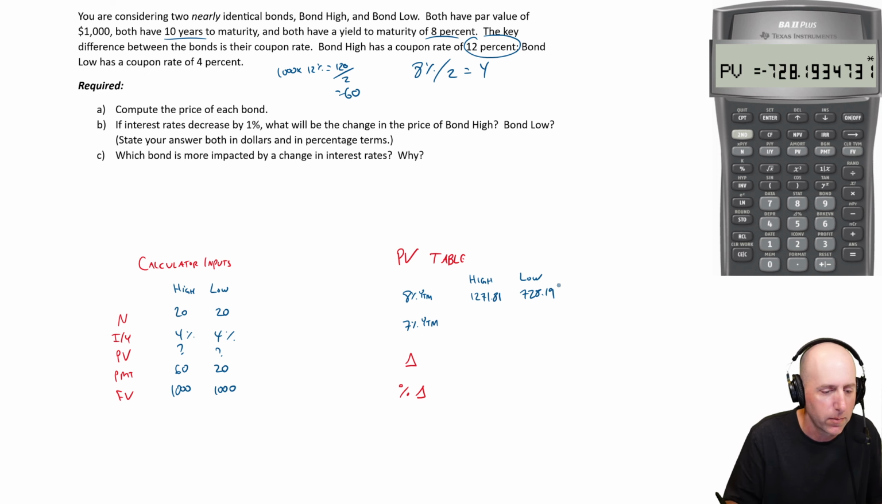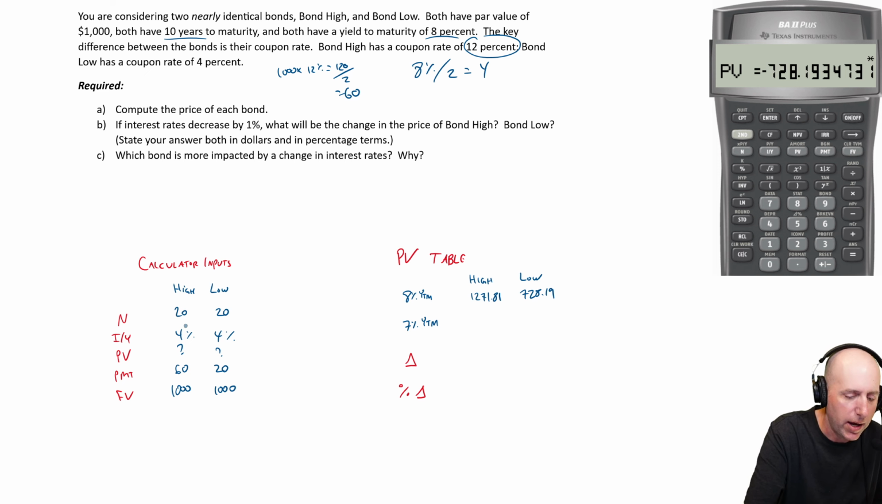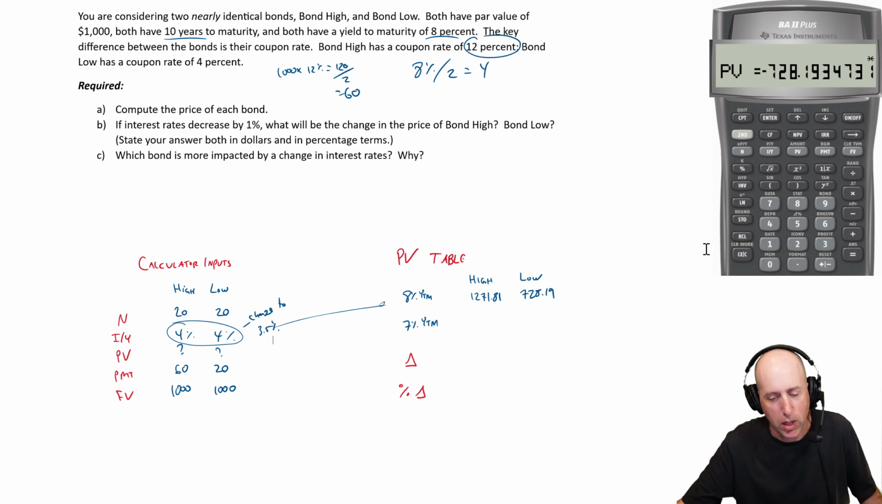Okay, very exciting. If interest rates decrease by 1%, that's yields to maturity in the market decrease by 1%, so now it's 7% yield to maturity for this bond. What does that look like? Well, we just change the IY from 4, based on our 8% divided by 2, now to 3.5. It's again the same for both. So let me just clear my memory, and we'll do high.